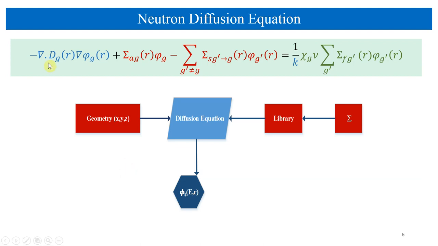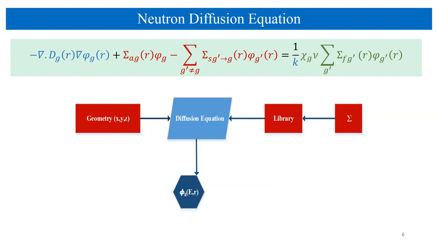So here we have the one group or multi-group form according to the values of G of the diffusion equation. Also, we have here the leakage term and the absorption term and the transfer cross-section. We can call both the absorption and the transfer a removal mechanism for the neutron flux. And we have the source term here also. And here we have chi that belongs to the energy of interest.